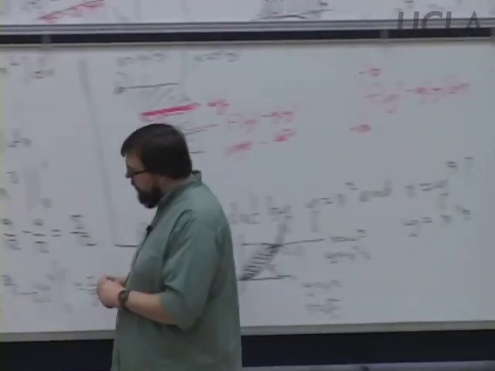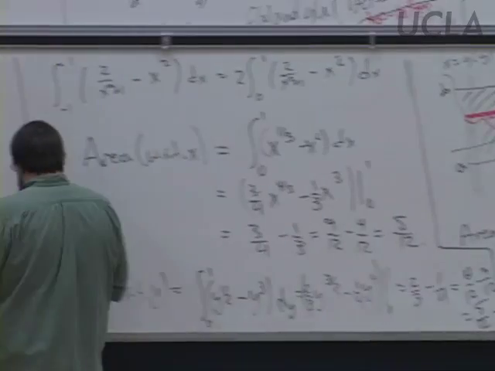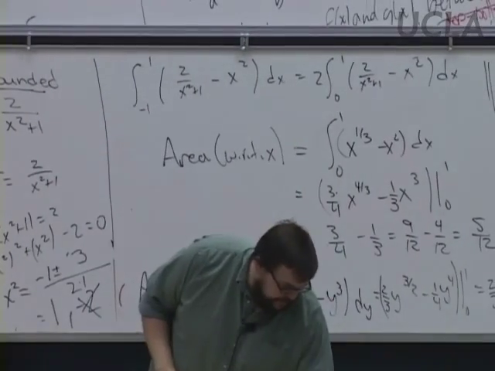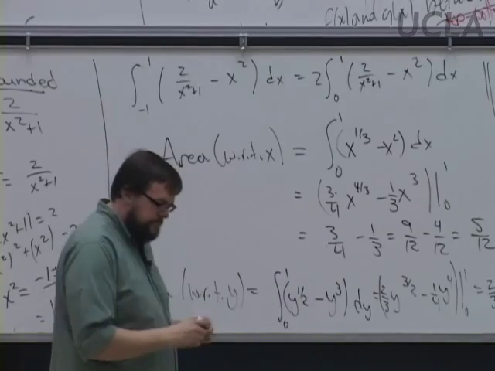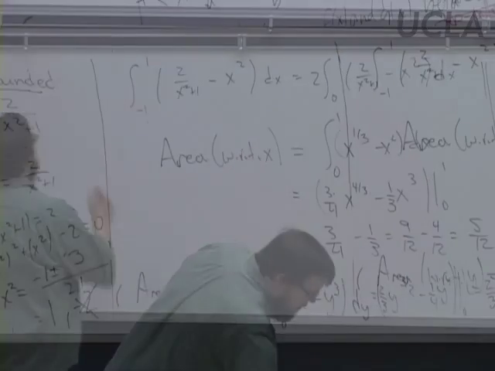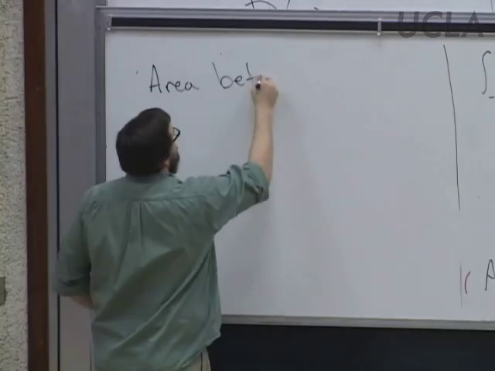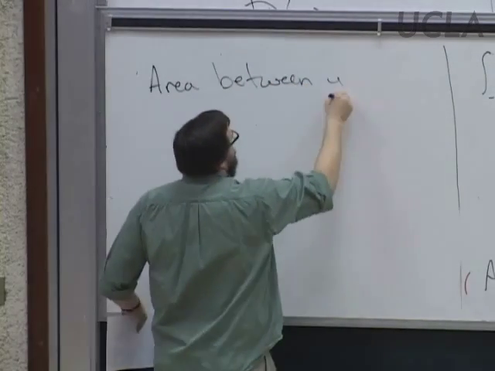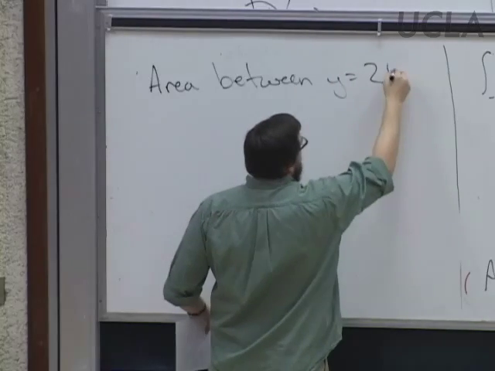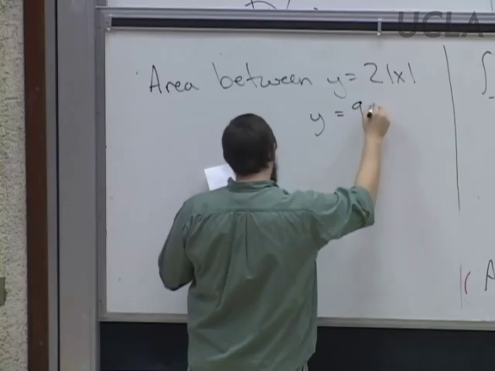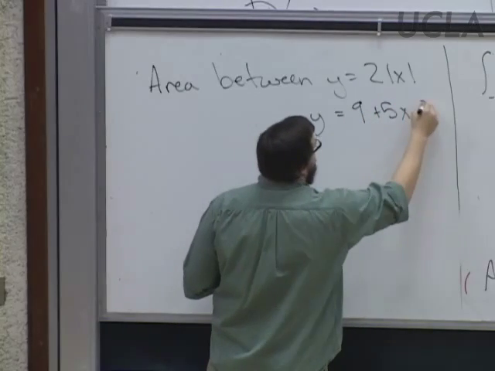Now, let me mention one other problem. We'll do a few more next time as well. Now, in this case, the curves are y is 2 times the absolute value of x, and y is 9 plus 5x minus 2x squared.